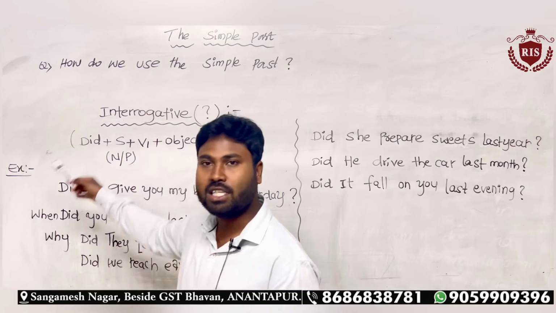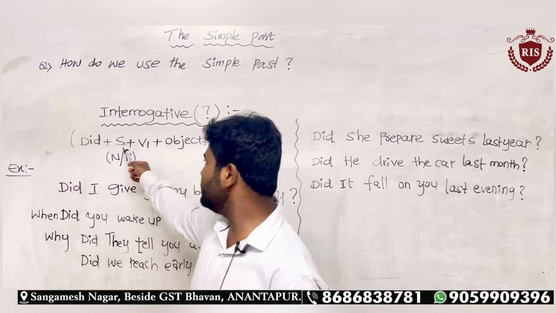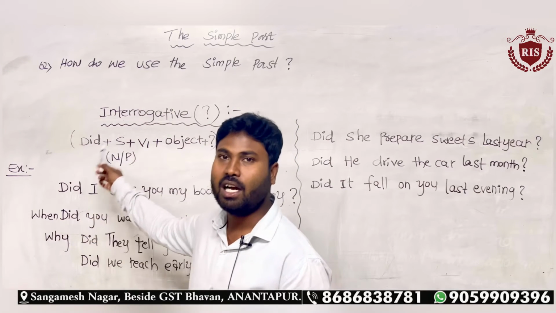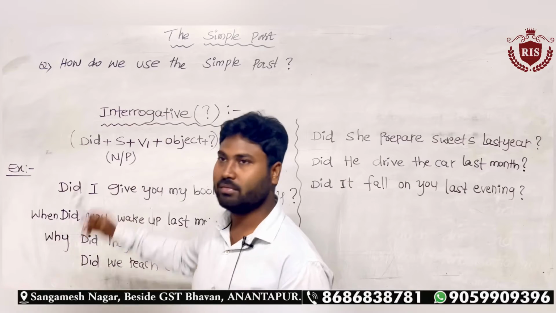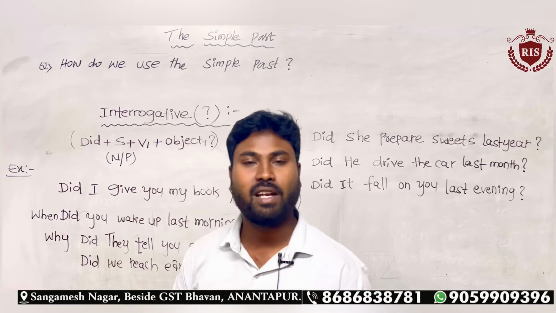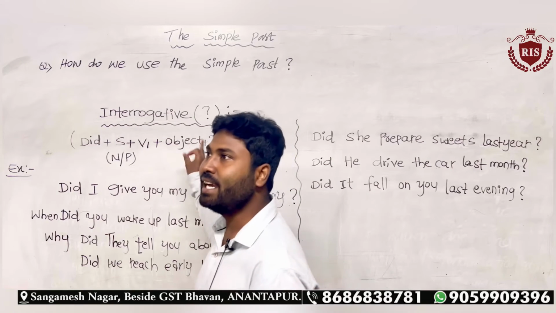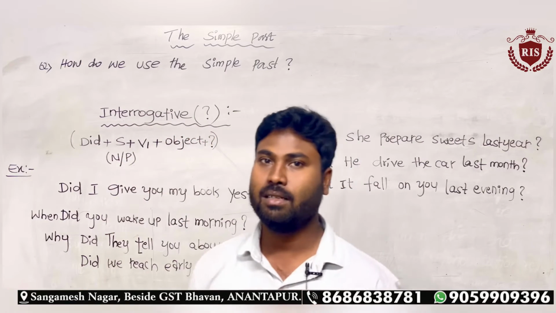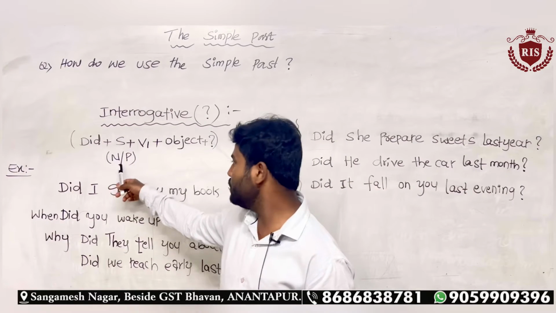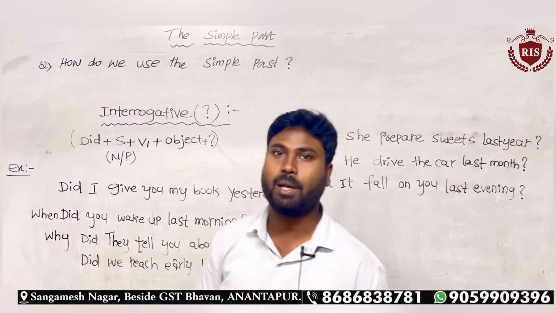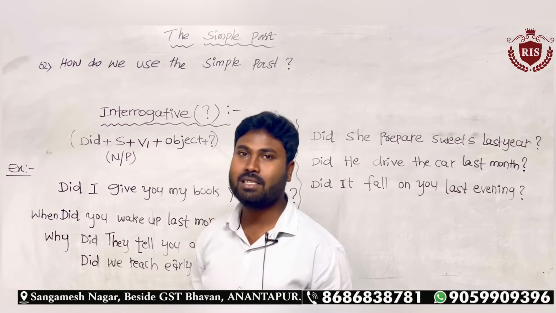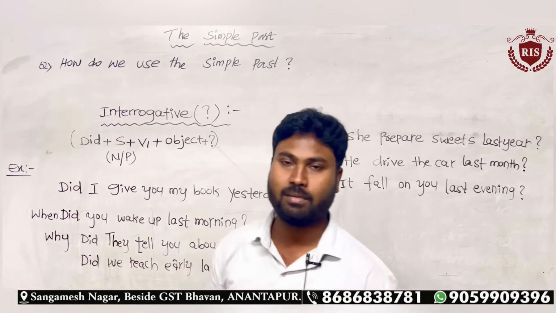So in the formula itself we have written did plus subject. After the auxiliary the subject should be there, after the subject v1, I mean the infinitive form of the verb, should be there, after the infinitive the object follows, and in the end there should be a question mark. Okay, this is the formula. You may get confused about what the subject is: a noun or pronoun you can take. In all the example sentences we have taken pronouns.